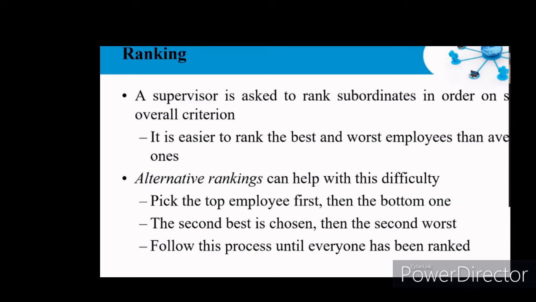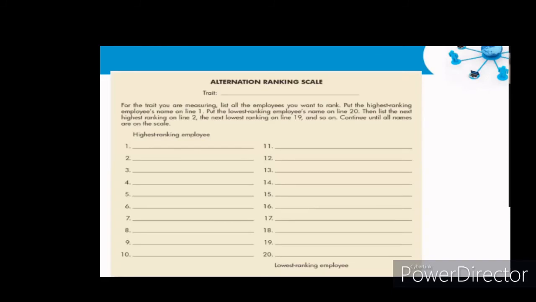There could be another method of alternative rankings as well, because let's say if there's a large number of people, 20, 25 or whatever, then how do you do that? And how do you remember also? So for that, you can pick the top employee first and then the bottom one. As I said, you can always mix and match the various methodologies. It is not a hard and fast kind of rule. So this could be a sample format.